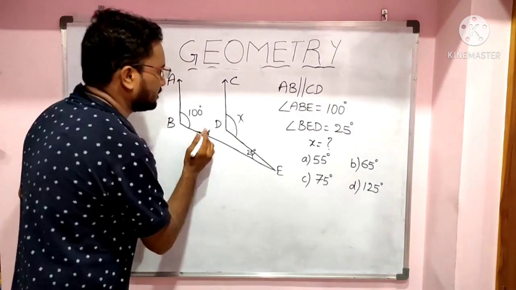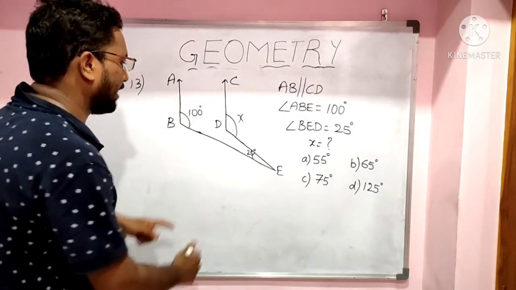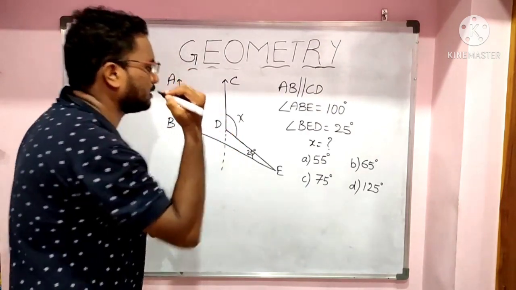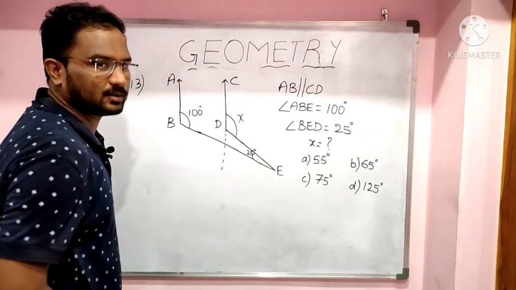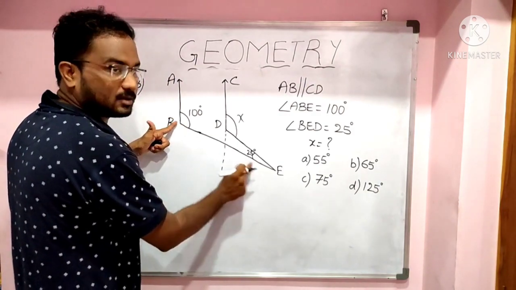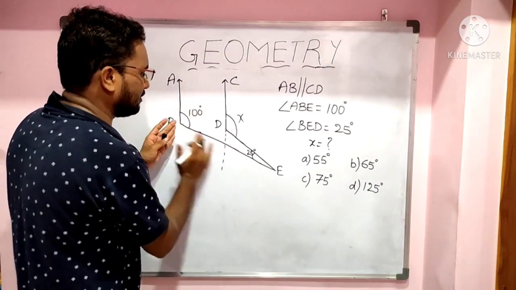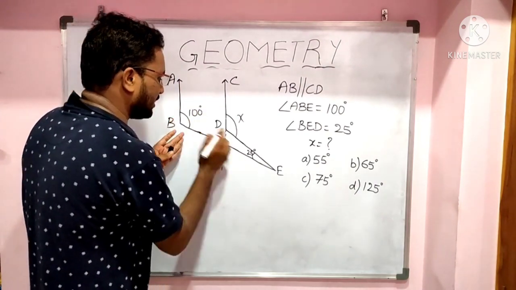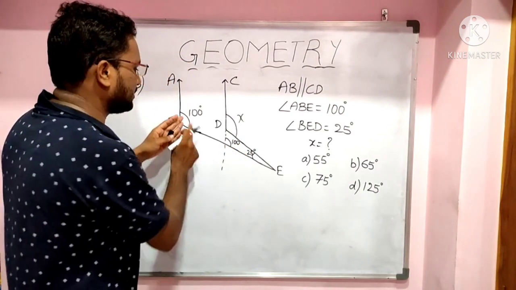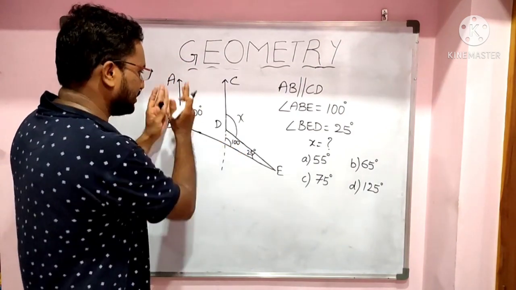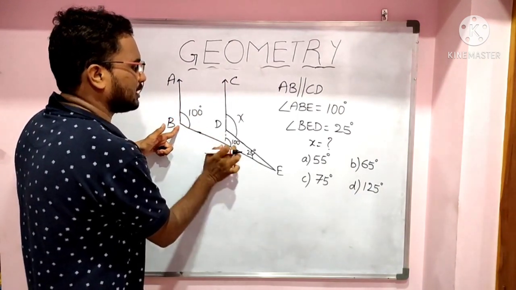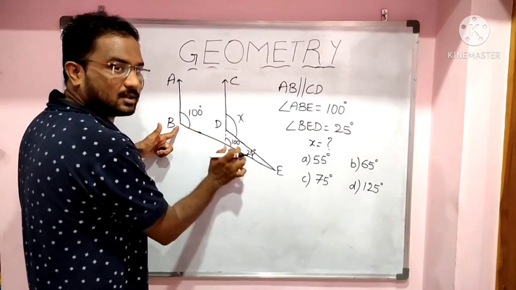These two lines are parallel lines. I will extend this line, this CD. These two lines are parallel lines, so this will be the transversal. If this is 100, then this should be equal to 100. Why? These two are corresponding angles. Corresponding angles are always equal.